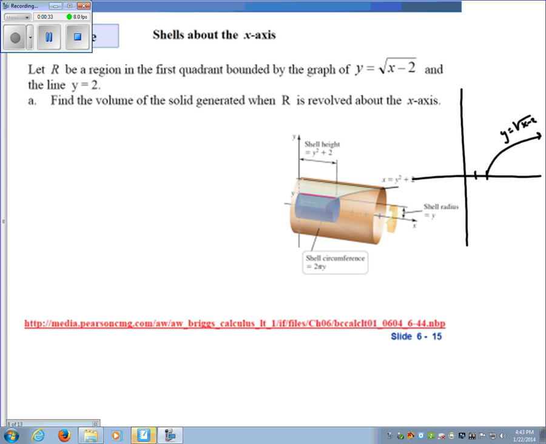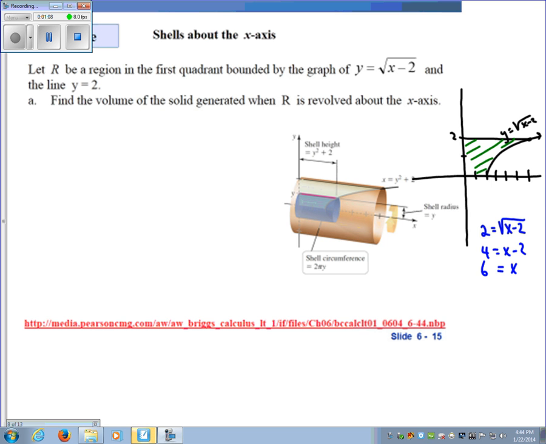Now let's see where these are going to intersect. If y is equal to 2, and the other curve is the square root of x minus 2, that means that 4 will be x minus 2, so x will be 6 when they intersect. So let's see, I just want to get that intersection point pretty close. 3, 4, 5, 6. So this would be where y was 2. First quadrant, bound by those 2 graphs. So the region that we're looking at is this region right here.